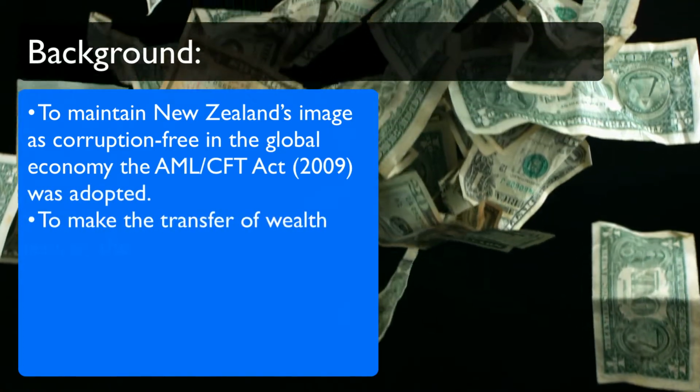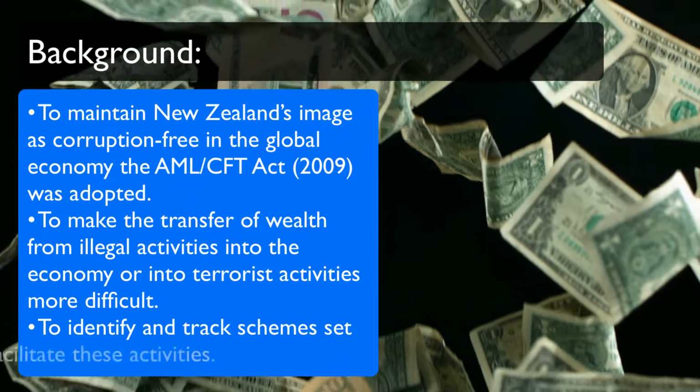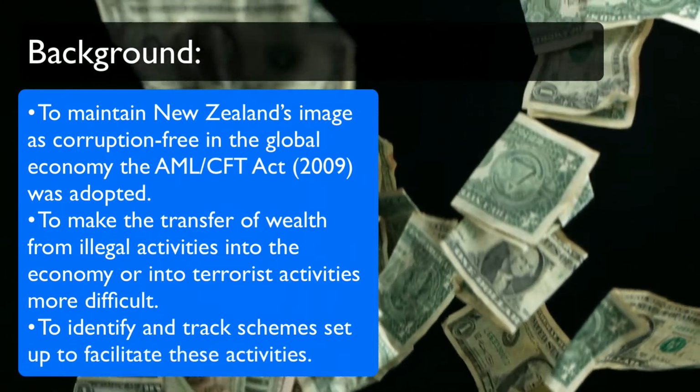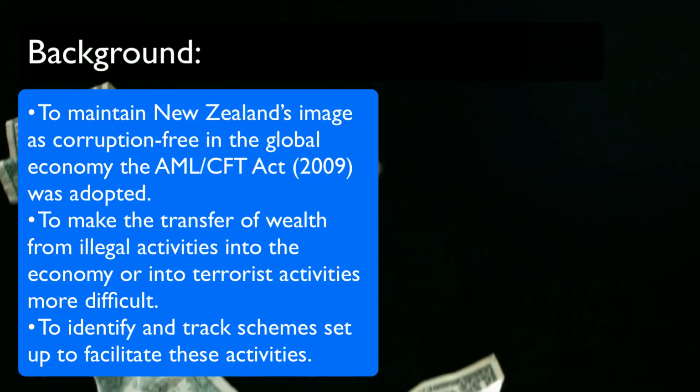To maintain New Zealand's image as corruption-free in the global economy, the AML CFT Act 2009 was adopted to make the transfer of wealth from illegal activities into the economy or into terrorist activities more difficult, and to spot and track systems set up to facilitate those activities.